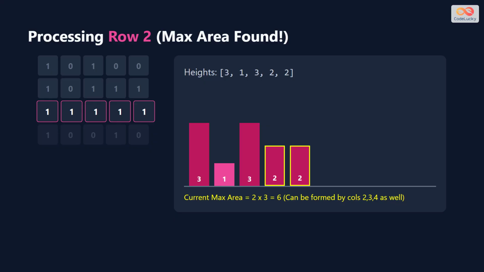We continue to row 2. We keep accumulating the heights. At this stage, our heights array becomes 3, 1, 3, 2, 2. If we look at this as a histogram, we can visually spot the largest rectangle. The algorithm would calculate that the maximum area here is 6.